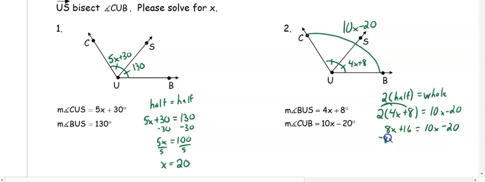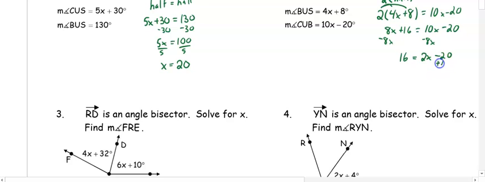We can subtract 8x from both sides. 16 is equal to 2x minus 20. We can add 20 to both sides. 36 is equal to 2x. When we divide by 2, x is 18.